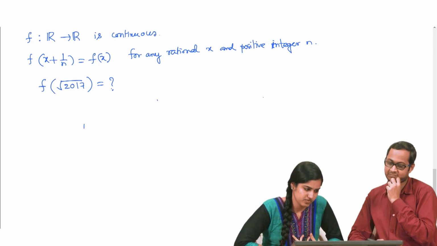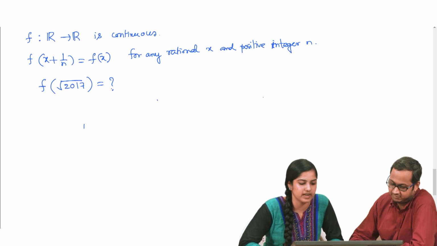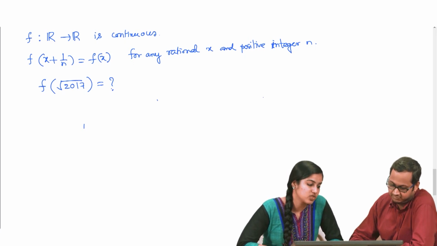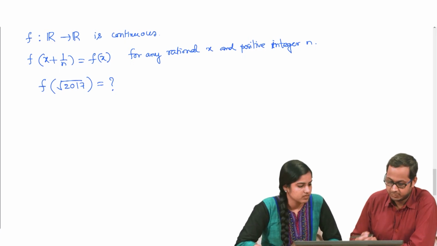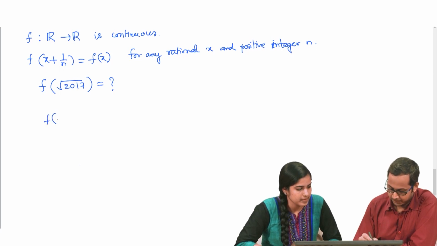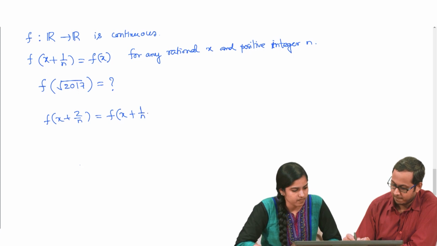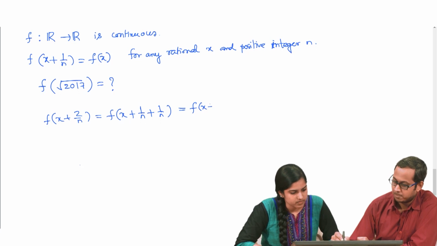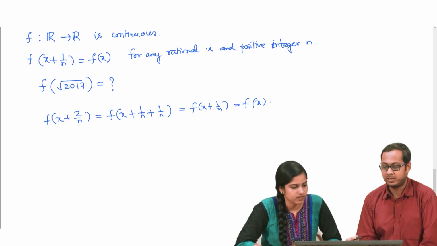So we are given a continuous function, and there is some condition on the function at the rational points. Correct? And we are asked to find the value of the function at an irrational number. Exactly. So from the given condition, what I immediately can say is that f of x plus 2 by n will be f of x plus 1 by n plus 1 by n. So this will be f of x plus 1 by n, and that will be f of x for any rational number x and for any integer n.